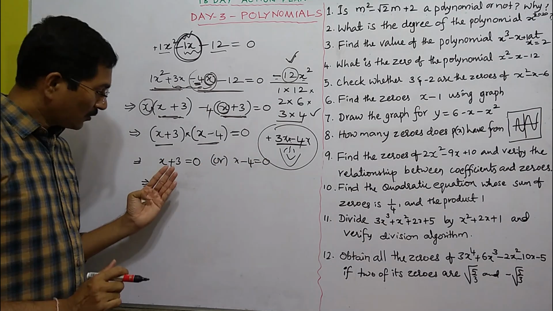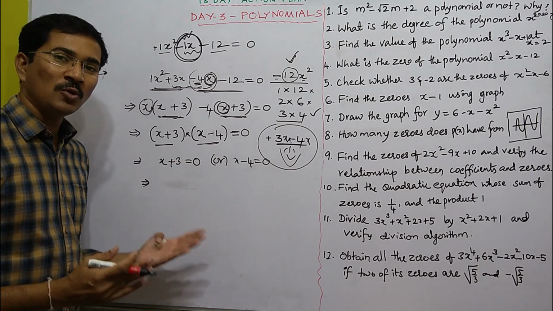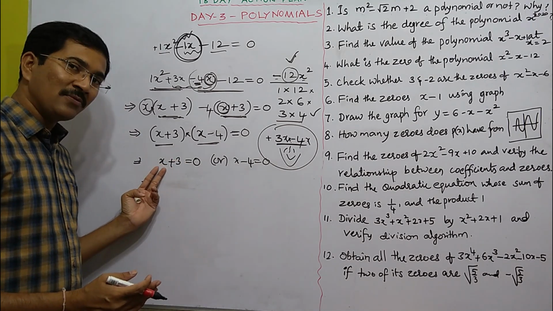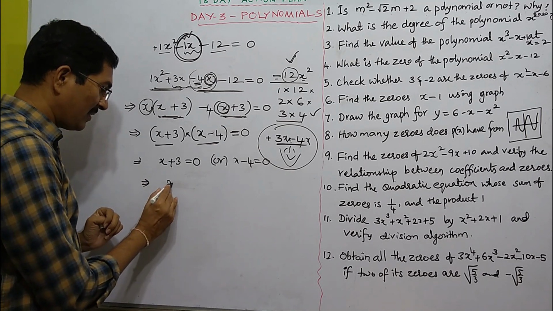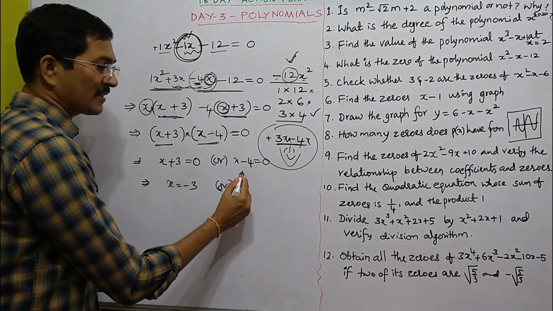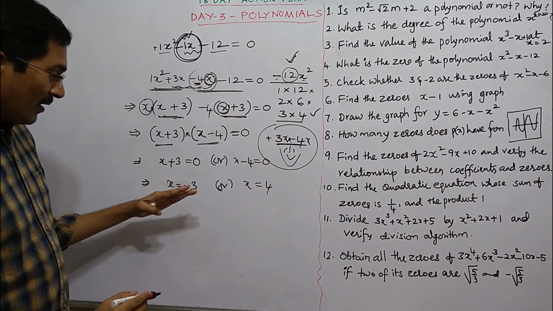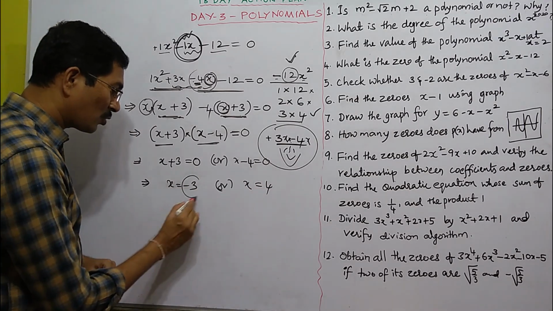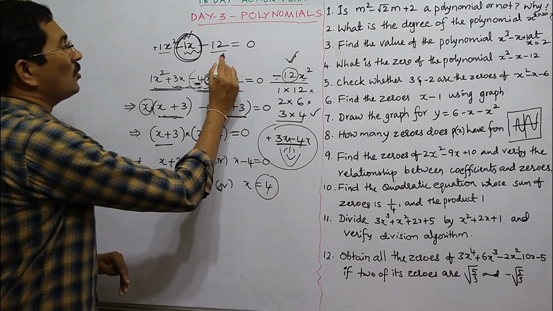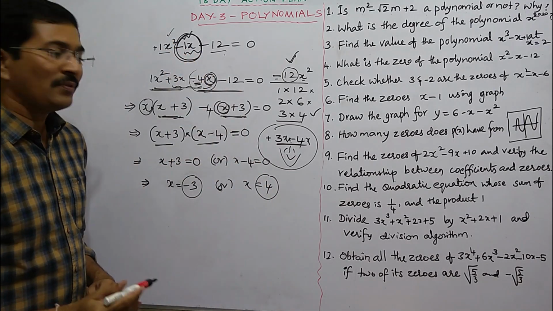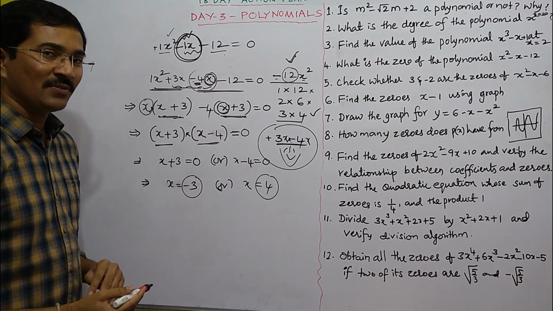So let us see. If x plus 3 is equal to 0, what do we know? x must be definitely minus 3. So x will be equal to minus 3. Or if x minus 4 is equal to 0, x must be equal to 4. So there is a possibility for two values which can give 0 when substituted in place of x. Let us check it first of all.